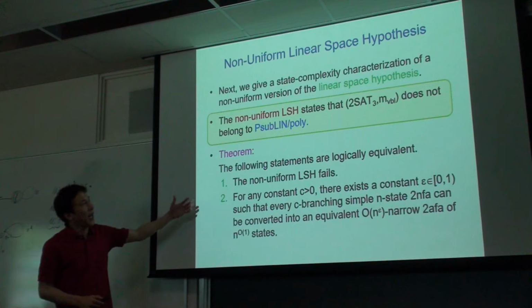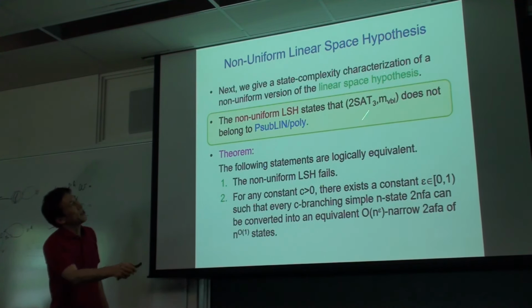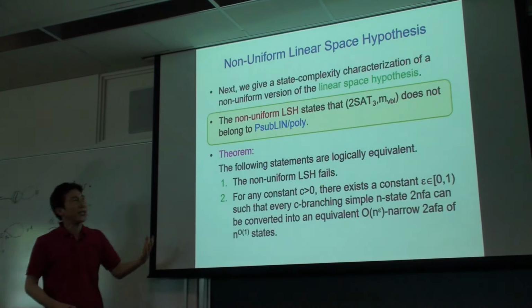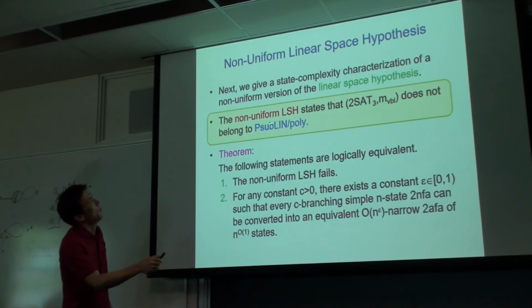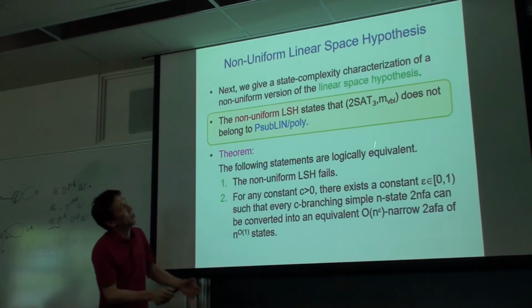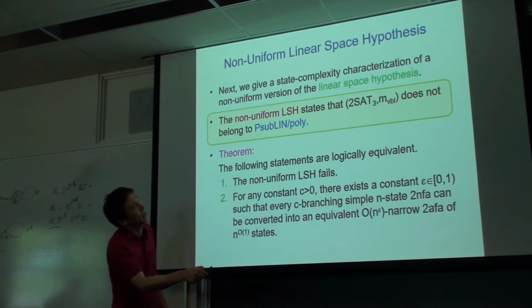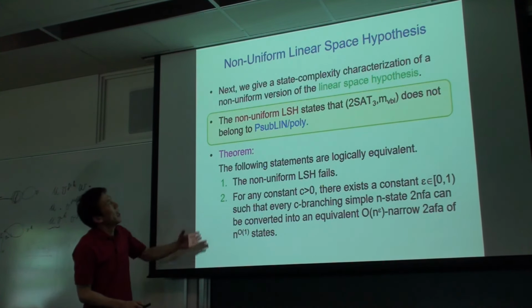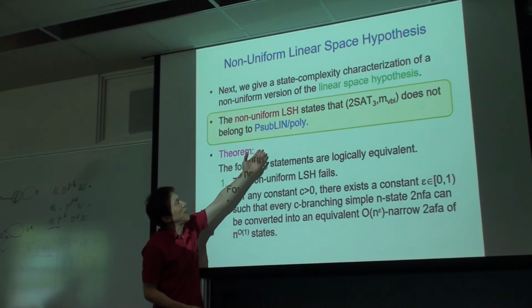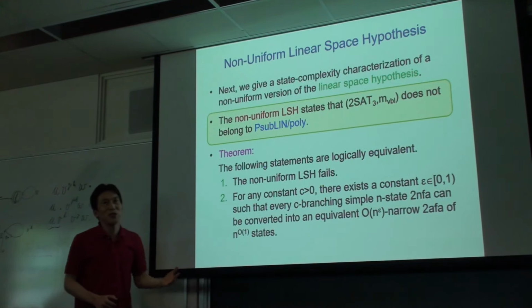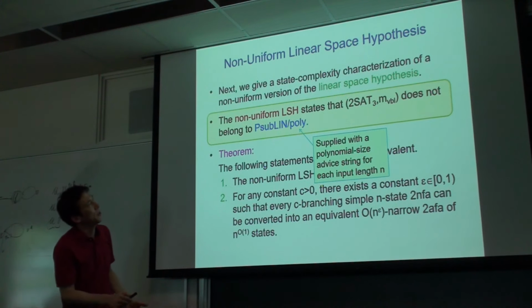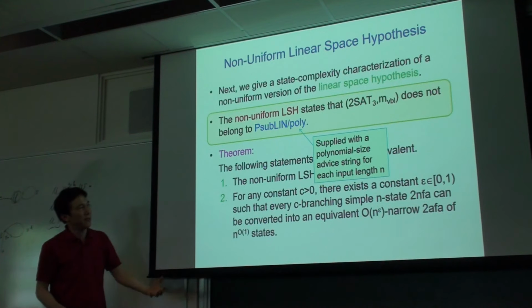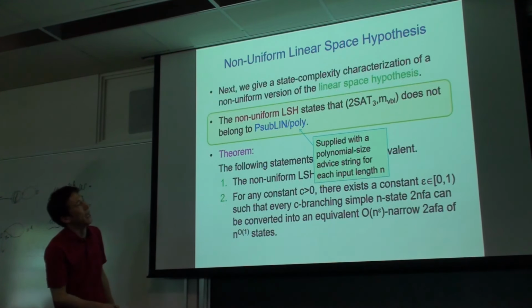Now, this is just the last slide. Now we can think about the non-uniform version of that statement. Non-uniform LSH, the linear space hypothesis, means that 2SAT3, using the number of variables as the size parameter, does not belong to P/poly-line, similar to P/poly, where the machine is supplied with a polynomial-size advice string for each input length n.